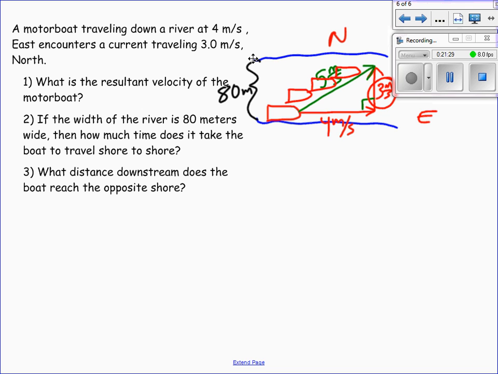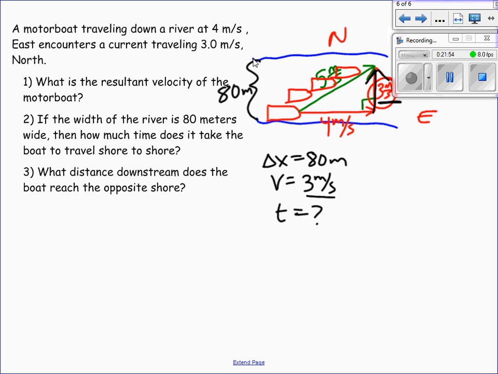So, what are some things that we know? Well, we know the distance is 80 meters. We know that the velocity is 3 meters per second. Notice I'm using 3 because that's actually the velocity that's pushing the boat from one side to the other. So we need to use this velocity since that's what's actually coming into play. And then the time is what we're going to solve for in this case.